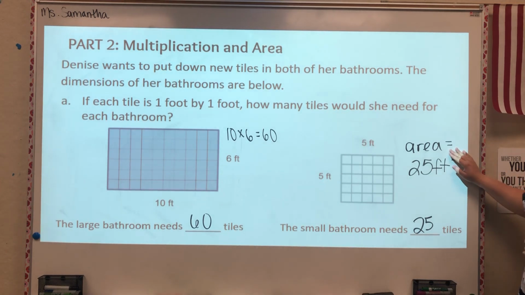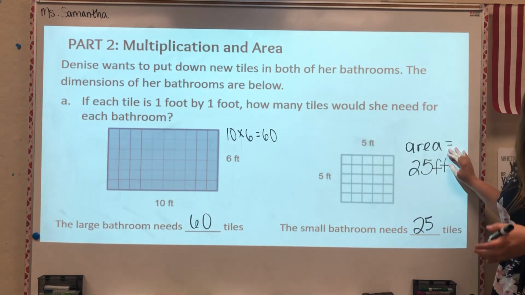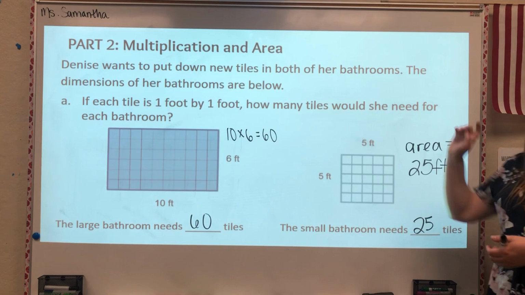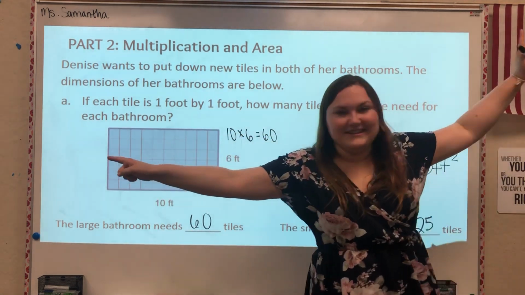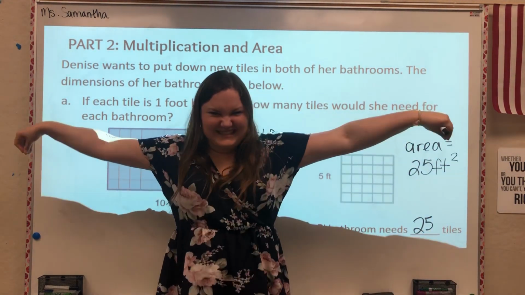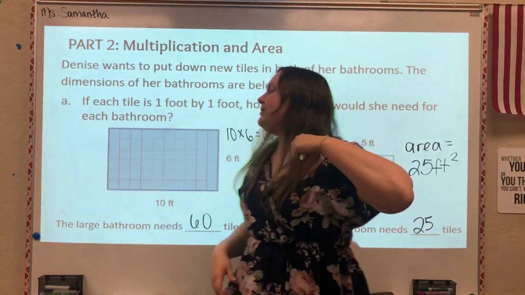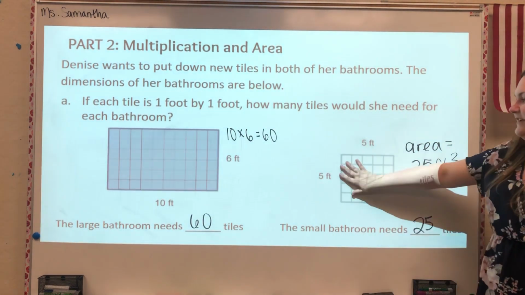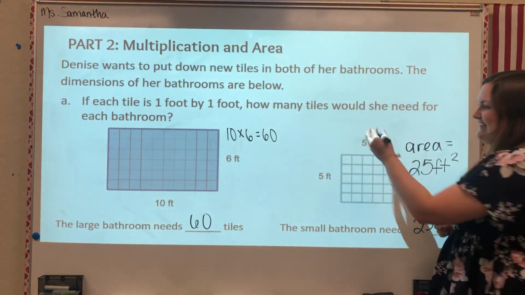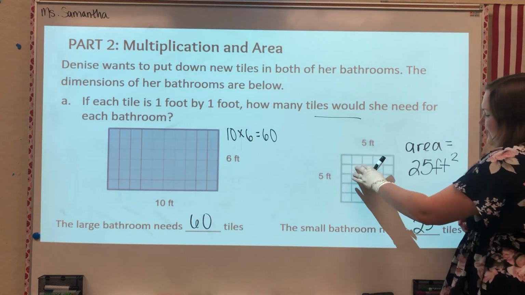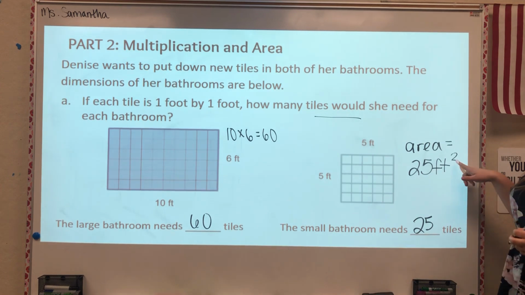Now if you only say 25 feet, that is a distance. I could say from this side of my classroom to this side of my classroom, that's a distance, a length. I could say that is 25 feet. But when you're talking about space and not a single line, we say 25 feet squared.